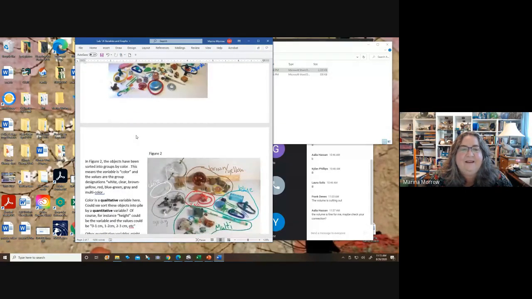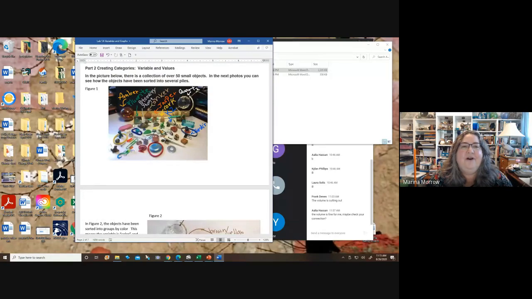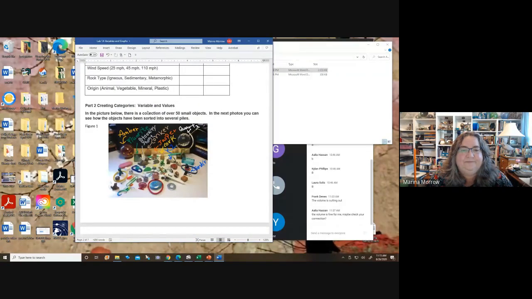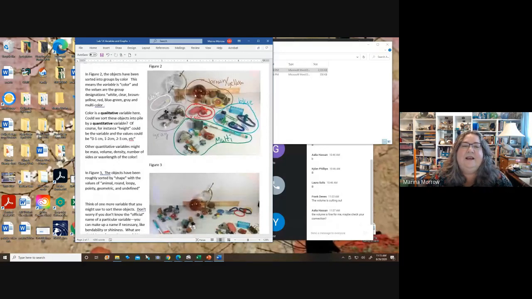And then the idea is that we're going to group these by a variable. So, variables and values. I'm sorting things into piles. Here I've sorted it by color. That makes color my variable. And my values: I have a blue-green pile, a white pile, a gray pile, and red and clear, and so on. I divided it into some piles.